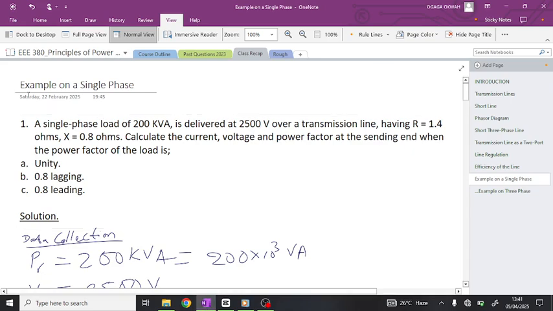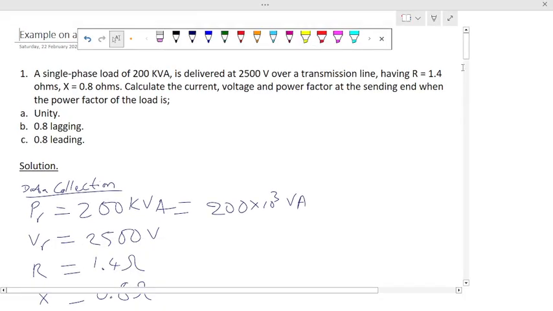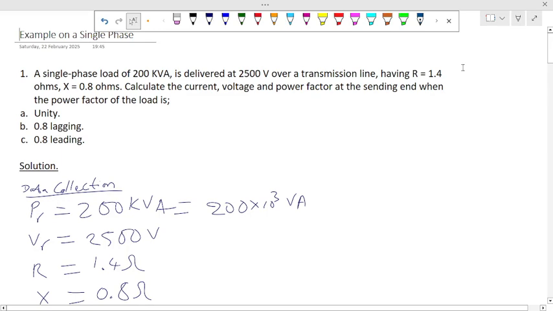And in this video, we are going to work an example on a single phase line. So just do well to watch the previous videos, because we are going to make use of formulas and ideas we've established in the previous video. We are going to apply them as we work different examples. Now, a single phase, so this is the example here.